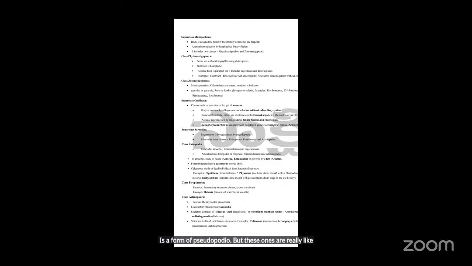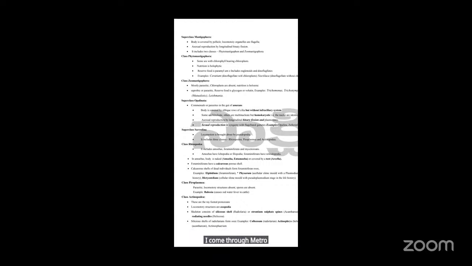The skeleton consists of a siliceous shell. Siliceous comes from silica. Their shell, which is called radiolaria, is made up of silica, or strontium sulfate spines. That one is acantharia. So if it is a siliceous shell, it is radiolaria, and if it is strontium sulfate spines, acantharia. Or radiating needles, which is heliozoa.